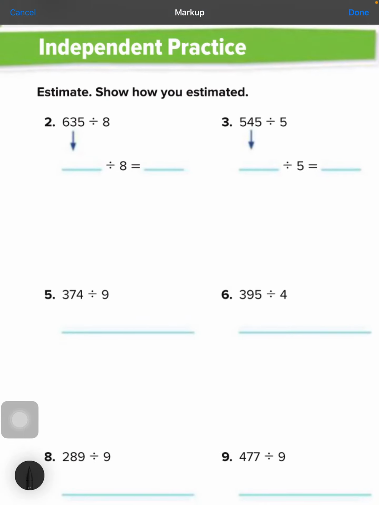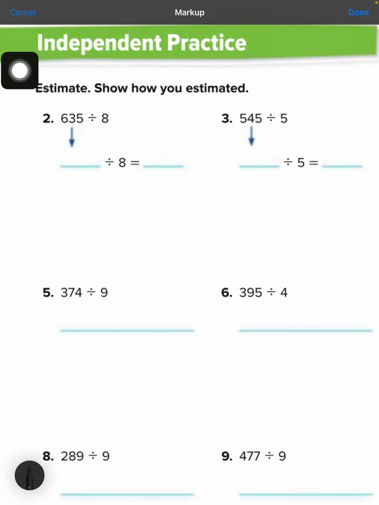Number 2, we can estimate and also use compatible numbers on this page. They want to see how you do it. So I'm looking right here. It looks like they want me to keep the 8 because they wrote it in for me. So look down the 8th column on your multiplication chart and let's find a number that gets along well with 8. What do you see? Yes, that gets along really well with 8. So we're going to change 635 to 640. 640 divided by 8, well, 64 divided by 8 is 8. Bring the 0 over. Our answer is 80.